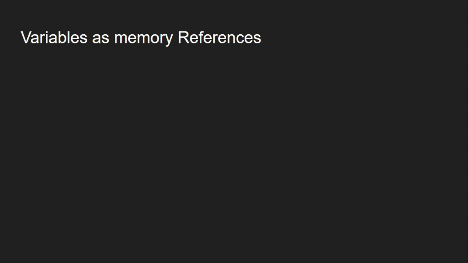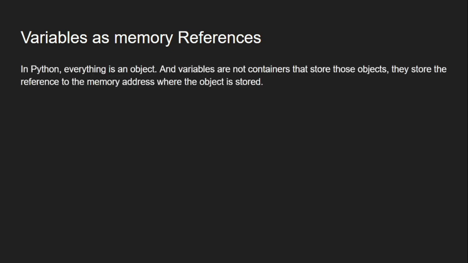Now let's see the other part, variables as memory references. To understand reference counting, we will first have to understand how variables are treated in Python. In Python, everything is an object. We have discussed this concept in previous Python interview question videos as well. Even the integers, the 5s, the 2s, the floating point numbers, strings, everything is an object in Python. Obviously the lists and tuples are objects, and variables are not containers that store those objects.